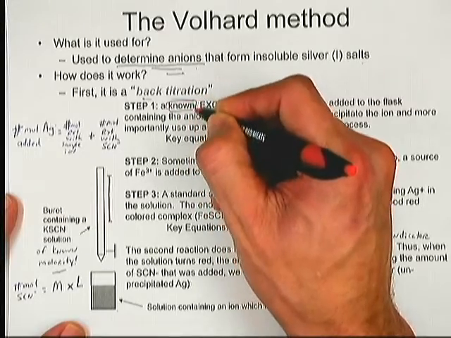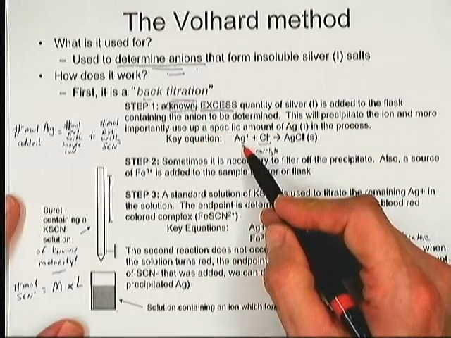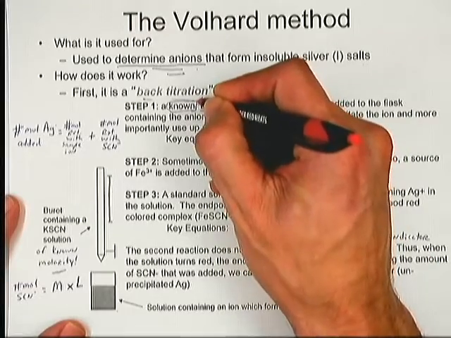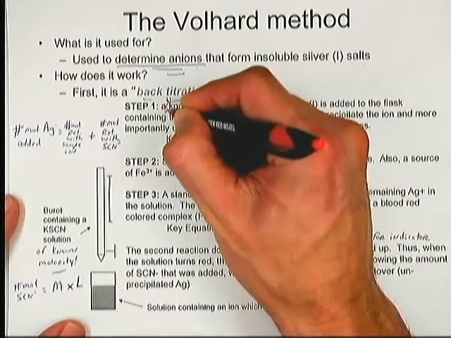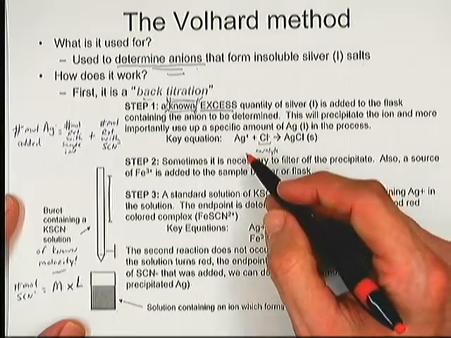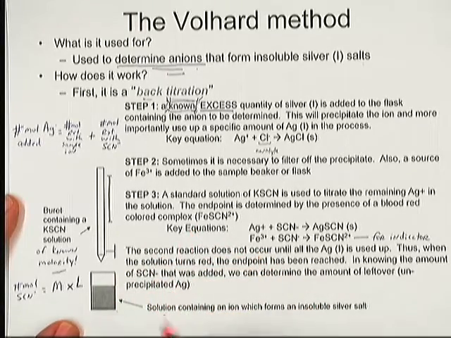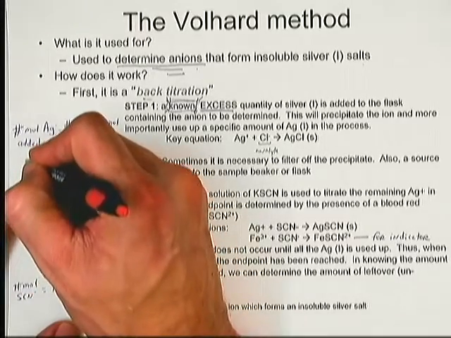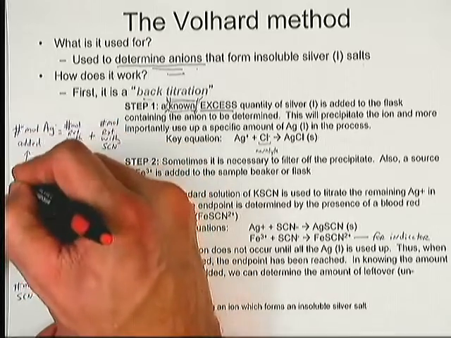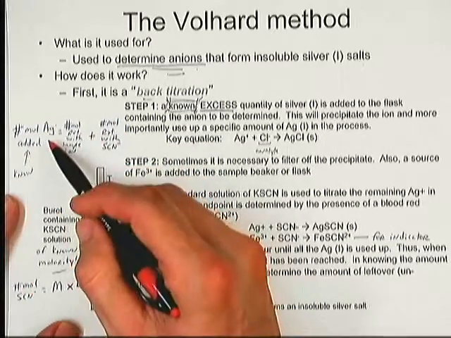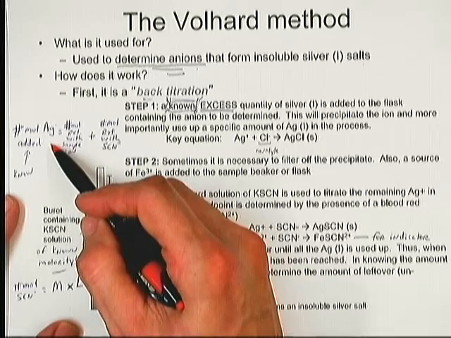Now, the thing is, not only did I add an excess of silver in this step, I added a known quantity, a known excess. In other words, I know how many moles of silver plus 1 ion I pipetted into that beaker during this step. I know that because I know the molarity of the silver solution going into this. I've prepared it, I've standardized it, I know its molarity, and I also know the volume of the silver solution that I added. So my point here is I know the total number of moles of silver that was added in step 1.